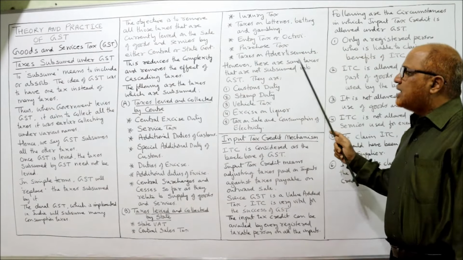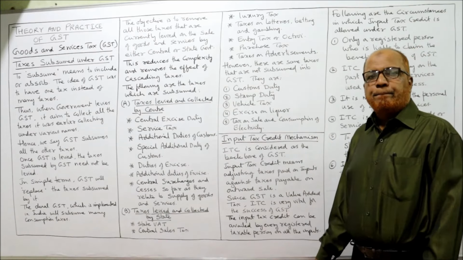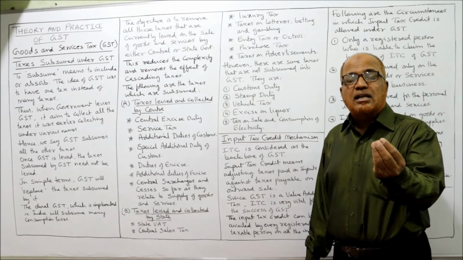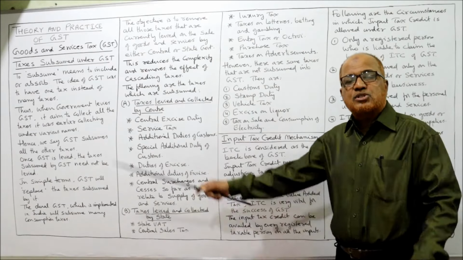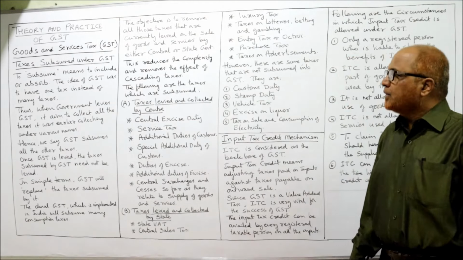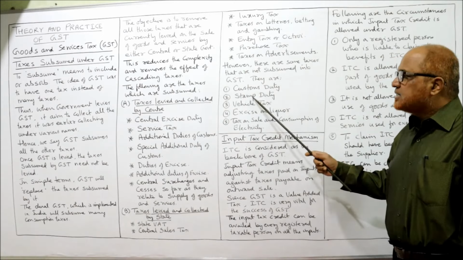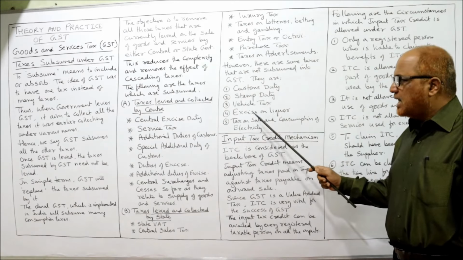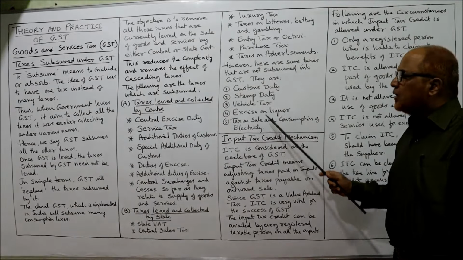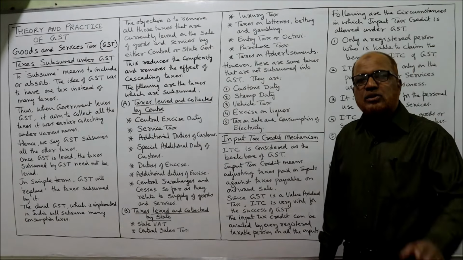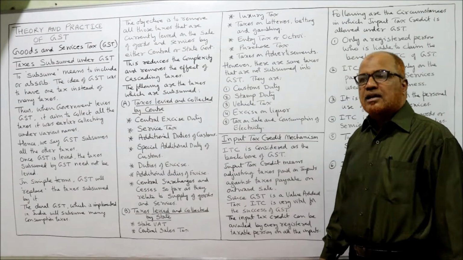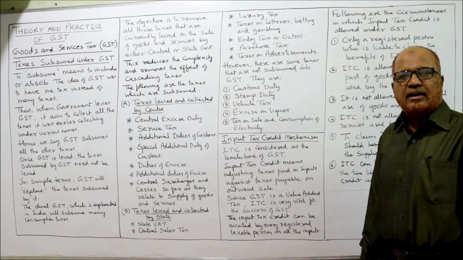Now, however, there are some taxes that are not subsumed into GST. That means you should remember that all the taxes are not subsumed. Still, there are some taxes which are not subsumed in GST, and it is separately taxed, levied. So what are the taxes? Customs duty, stamp duty, vehicle tax, excise on liquor, tax on sale and consumption of electricity. So these are the taxes which are not subsumed under GST. Still, it is separately taxed. Examples are custom duty, stamp duty, vehicle tax, etc.